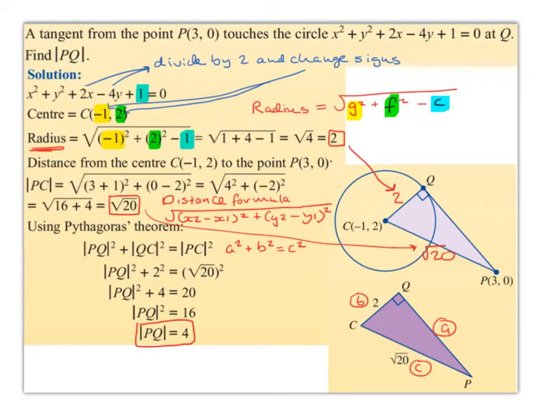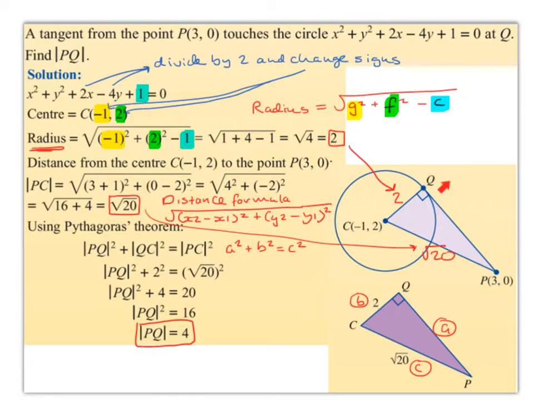So let's have a look at our diagram. Here's our circle. Here's our centre point, (minus 1, 2). Here's our exterior point, (3, 0). We got the radius to be 2. We got the distance between the centre and the exterior point to be the square root of 20.